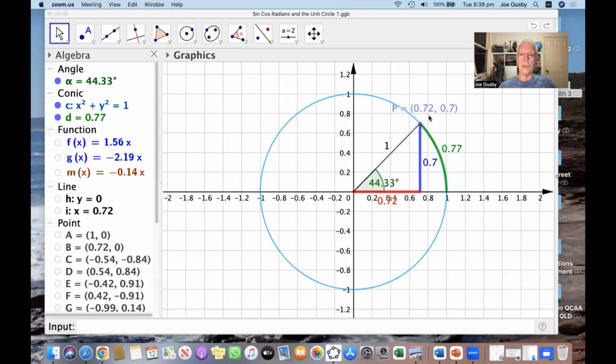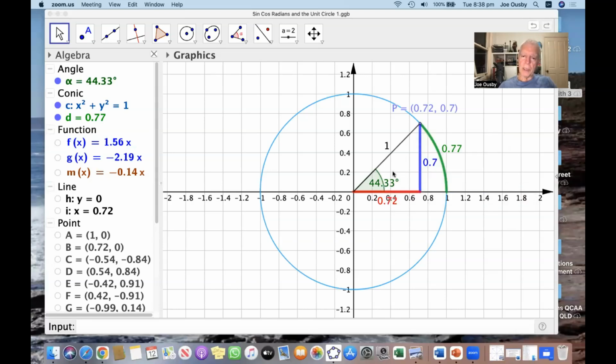So I'm actually going to go to sharing my screen here and looking at this GeoGebra document which I created. Now, it is a unit circle, so it's radius of 1. And if you notice here, the radius, of course, the length of that line is 1. 44.33 degrees is actually the size of this angle.